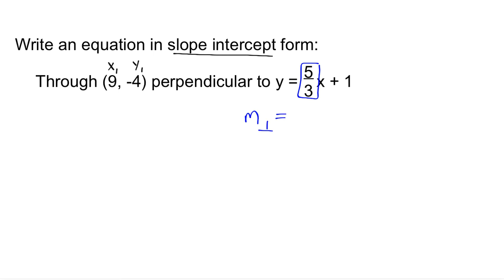And how do we do that? Perpendicular lines: flip the fraction, change the sign. So we have to flip this fraction, so 5/3 becomes 3/5. Change the sign. This is a positive, so we change it to a negative.